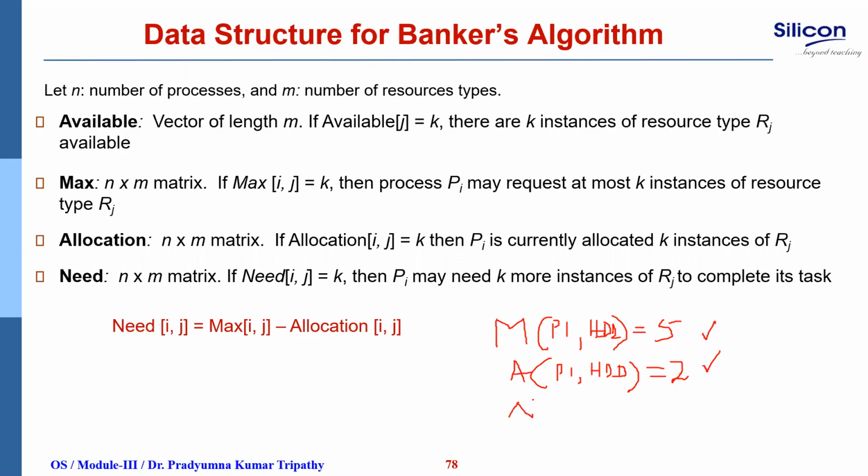So what is the need? Need is also an n cross m matrix. If need[i][j] equals k, that means if I ask what is the need for P1 hard disks, then it will be 3. That means need is equal to max minus allocation. Need is max minus allocation.